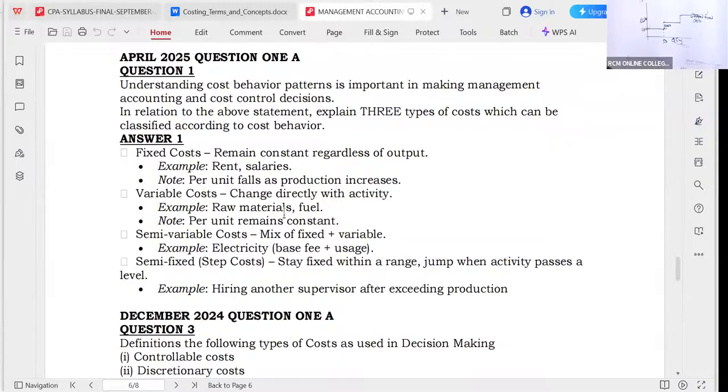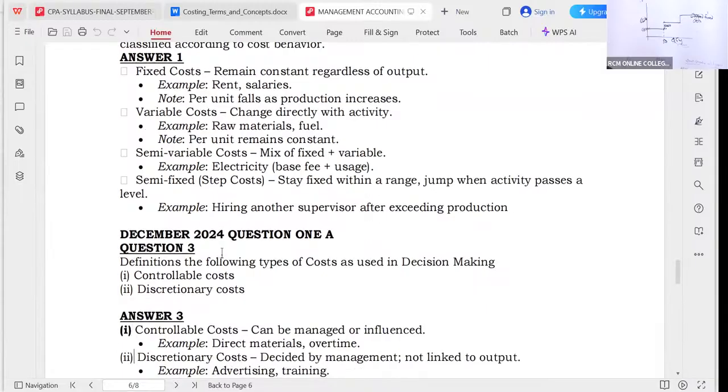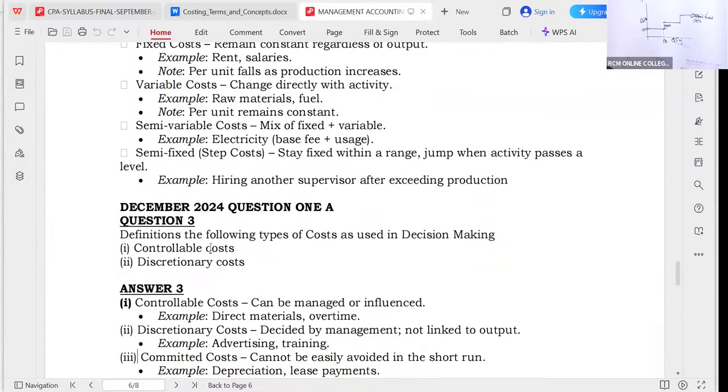December 2024. Question number 1A. They want us to define what controllable costs are and discretionary costs.